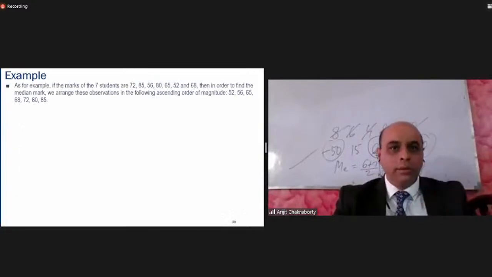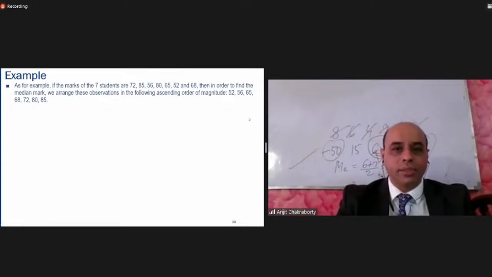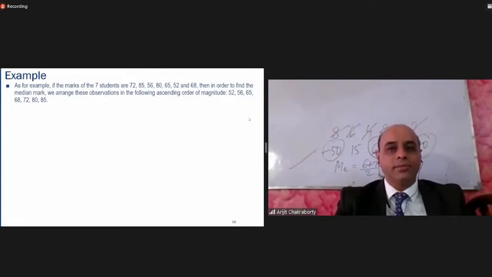Okay, so here these observations are there. 7 students have got observations. The marks are, you can see, 72, 85, 56, 80, 65, 52, and 68. We have to find their median.